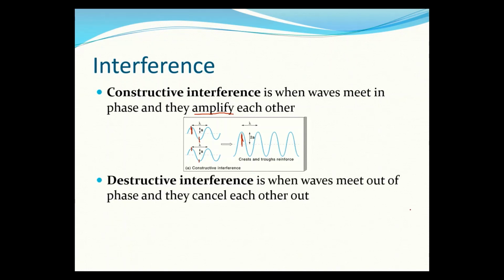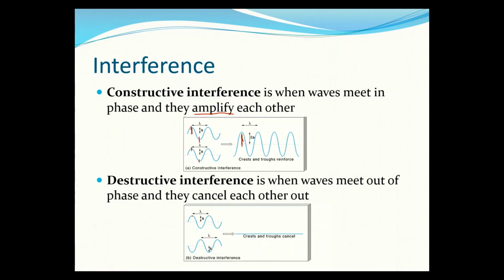Okay, destructive interference is where they meet out of phase, they cancel out. So now we have a crest meeting up with a trough, and if we have positive A and negative A, we end up getting nothing left over. Okay, so they end up canceling each other out.